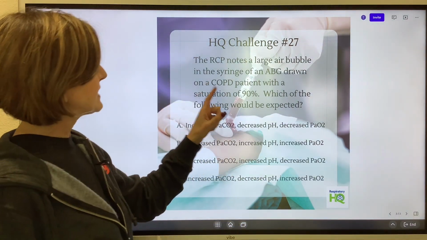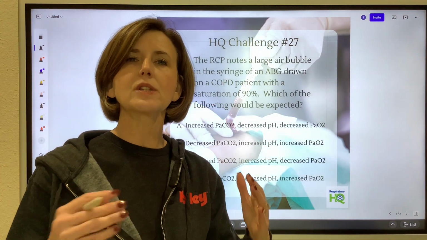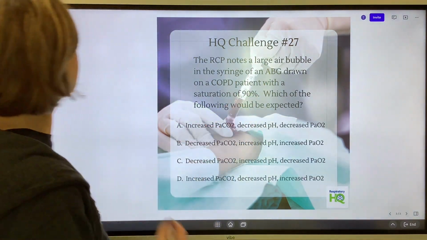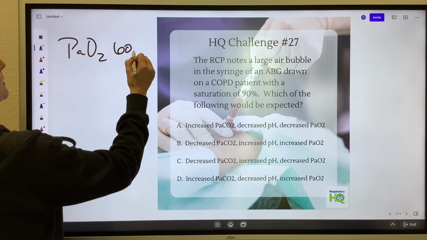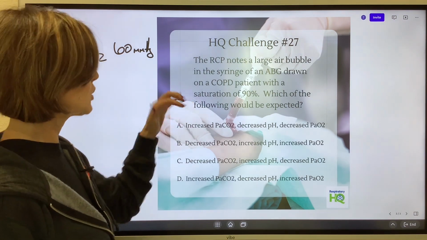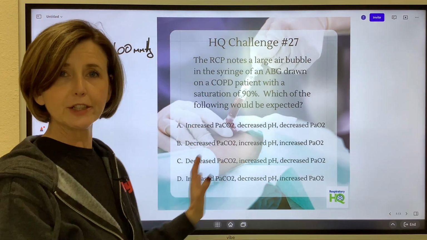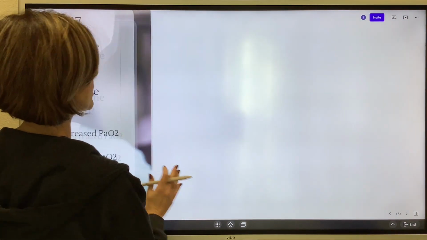All right, so if the patient's saturation is 90%, the oxygen hemoglobin dissociation curve tells me that this patient's PaO2 is probably around 60 millimeters mercury. All right, so this is going to be important. All right, so which of the following would be expected? So this big air bubble is going to change the results of the blood gas. So let me show you how this works.